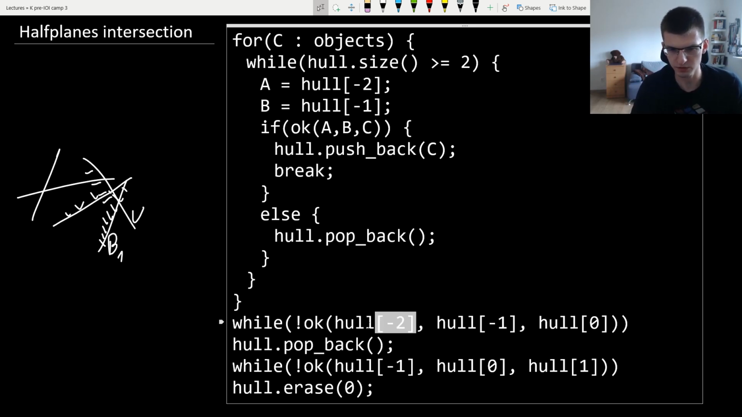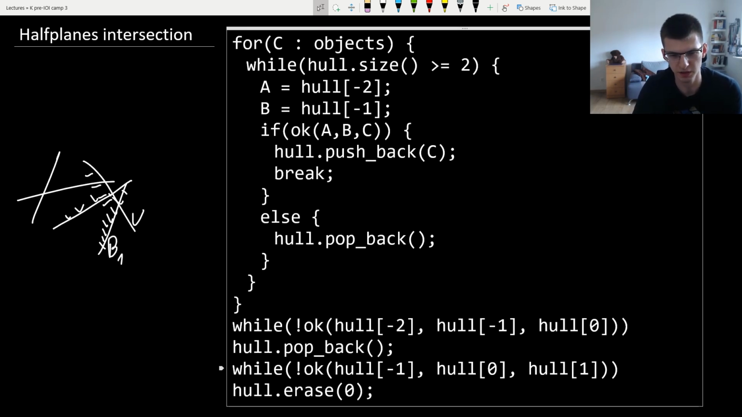And here -2 denotes the second last element, -1 the last element, and we check basically for every 3 consecutive elements of our circle if the one in the middle is not okay. It's covered by the other 2. If yes, we pop back. And this is pseudocode. We cannot erase 0. I mean, we can, but this would be linear.